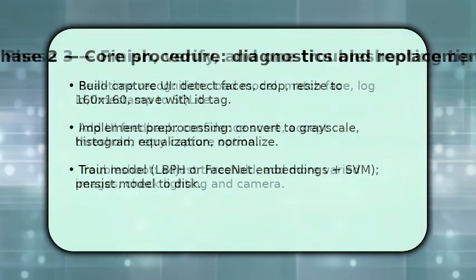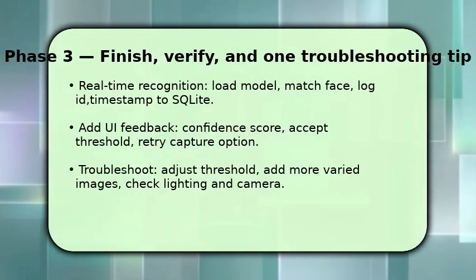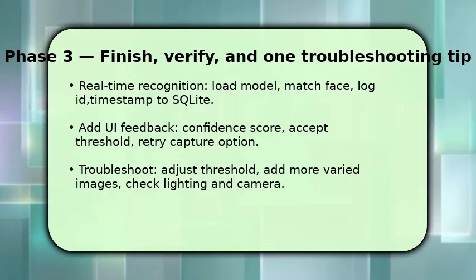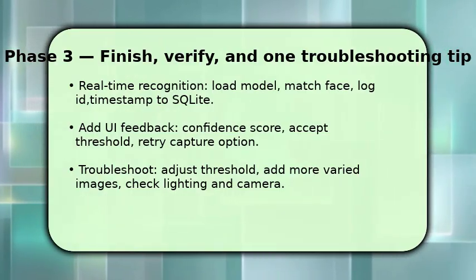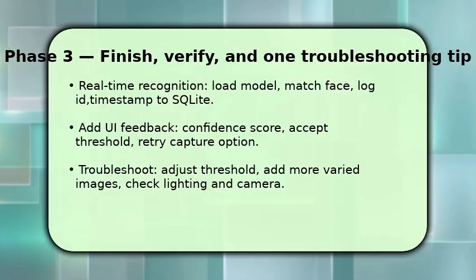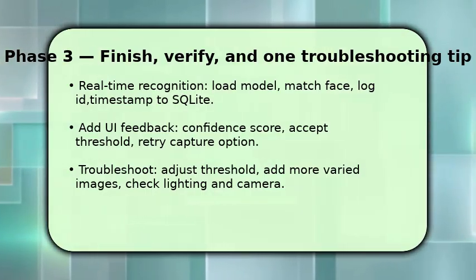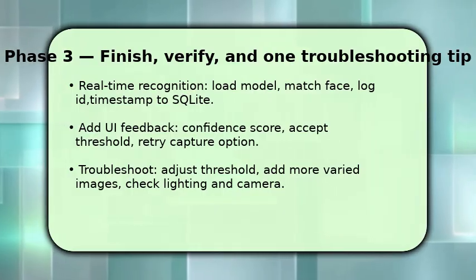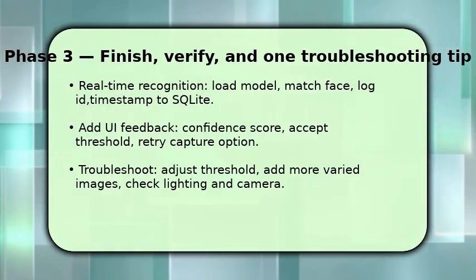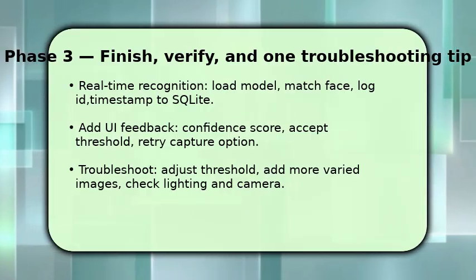You finish by wiring recognition to attendance recording. Load the saved model, perform real-time detection and matching, then write ID and timestamp into SQLite when confidence beats your chosen threshold. Provide UI feedback. Show name, confidence percent, and a retry button if recognition fails.